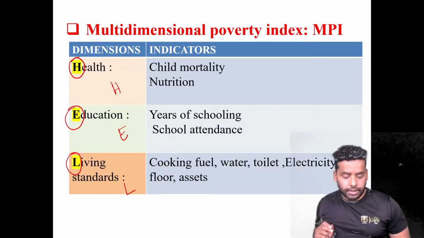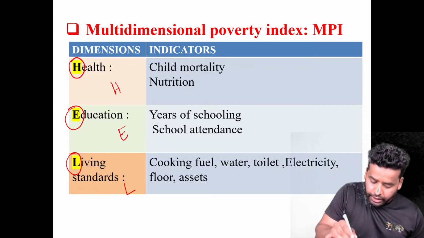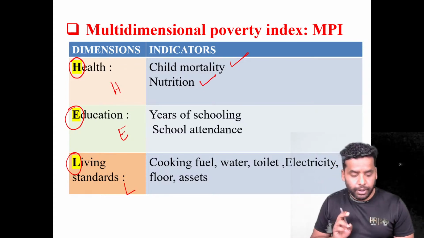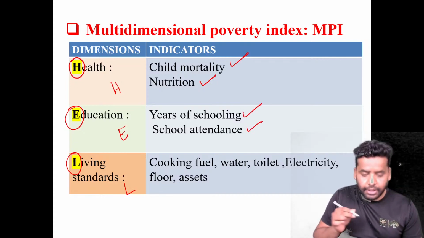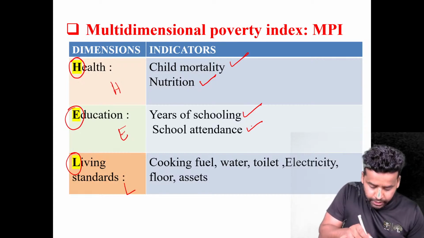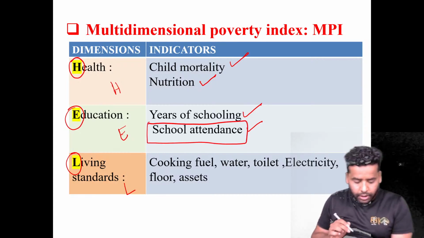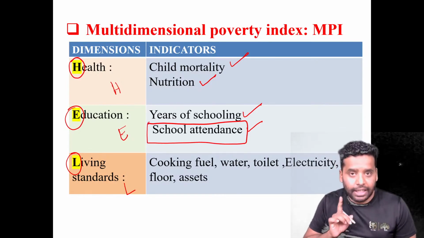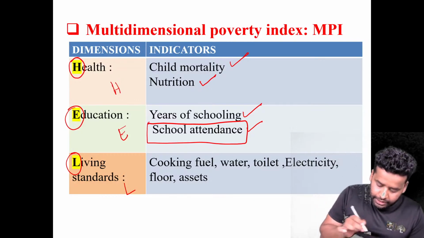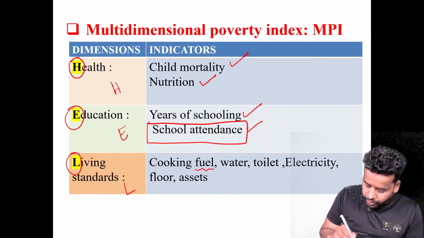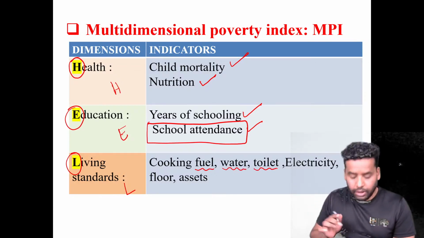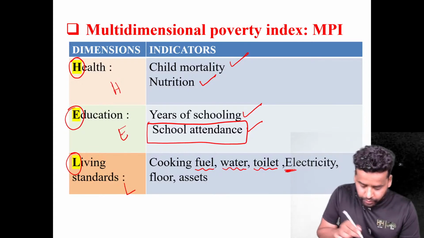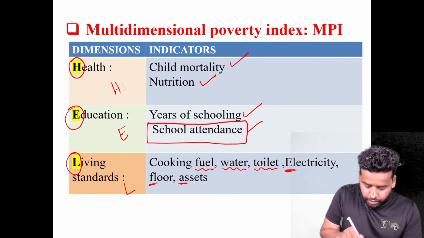Multi-dimensional poverty index. Three dimensions are there: health, education, living standards. See the mnemonic properly. Within health, two indicators are included: child mortality and nutritional status. Very important, write this point. Within education, years of schooling and school attendance rate. As of now, just write school attendance rate. Living standards: cooking fuel, water, toilet facility, electricity, floor and assets. You need to mug up these things.